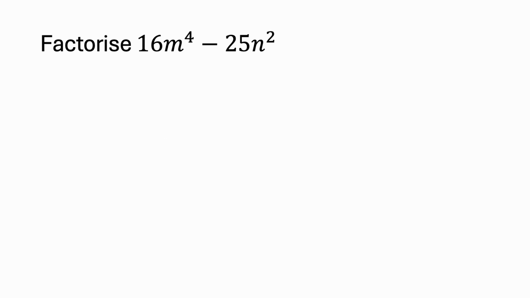Okay, this one here, factorize this one here. You may see this m to the power of 4. Remember, m to the power of 4 is the same thing as m squared times m squared. So you've multiplied m squared by itself, so it is still technically a squared term, which you'd get as m to the power of 4.